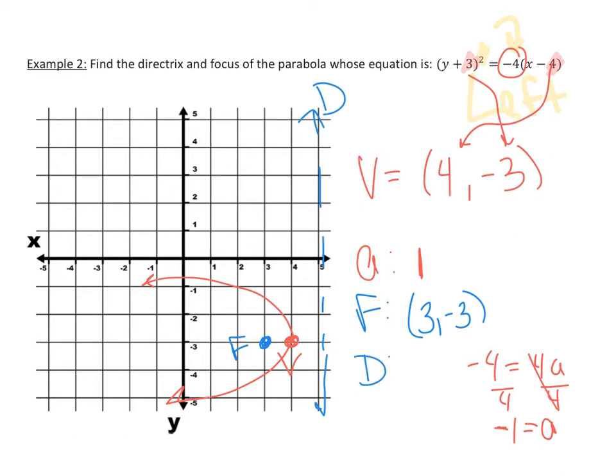And my directrix is going through the x-axis. See, that's going through the x-axis through 5. So it's x equals 5. And that is it.